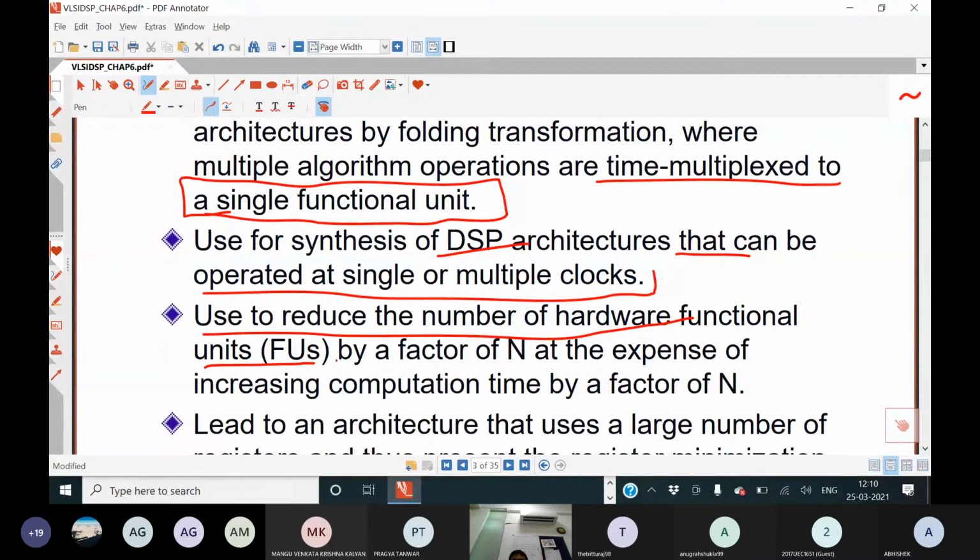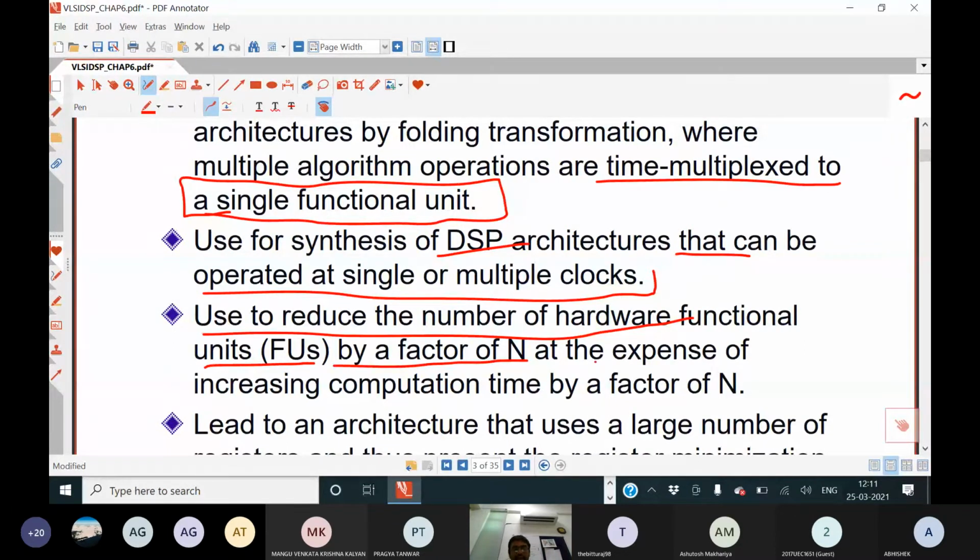Now folding is identified by a folding factor, which we define as N. In the last chapter, when we talked about unfolding, the unfolding factor was defined by J, while the folding factor is defined by N. I am following this notation from your KK Parhi, which we are considering as our reference book. Over there, they have considered the folding factor as N. So you want to reduce your number of functional units by N number of times.